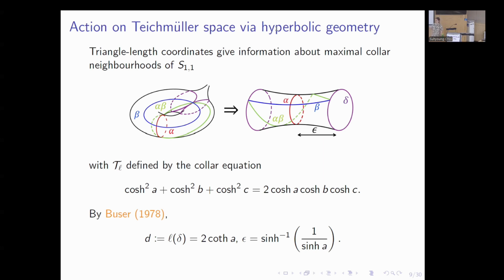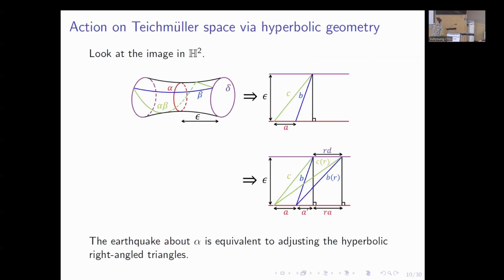So let's think about how we can do a Dehn twist in this maximal collar neighborhood. Okay, and let's look at the image in the upper half plane. So if we kind of unfold half of this into the upper half plane, we're going to get something like this, where these are the half lengths of our curves, the triangle length coordinates. And if we think about doing a Dehn twist or an earthquake, really, what's happening is that we're twisting on the interior of this neighborhood. So the intersections with alpha are going to stay the same, but they're going to intersect delta in some other point. And so we get a picture like this, where we get a series of hyperbolic right-angled triangles. And we can solve for these to understand what happens to these lengths, B and C, when we twist by some amount, R. Okay, so this leads to the first result.